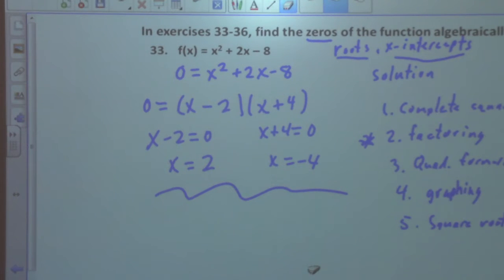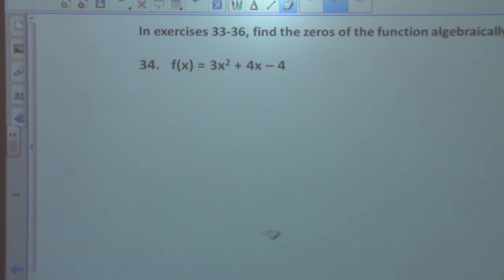I want to try completing the square on that one too, because that'd be a cool way to find it. I think you'll get negative 1 plus or minus 3 is what you're going to get. But we'll look at that if we have time. Okay, 34. You're working on that one? Yes. I'll call on somebody here in another 2 minutes.